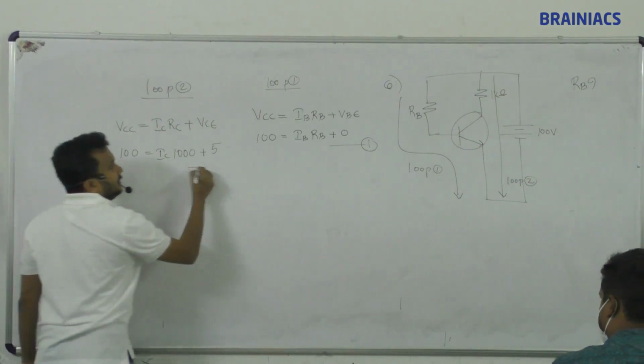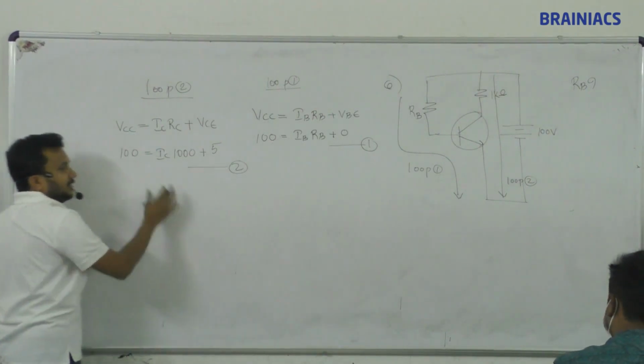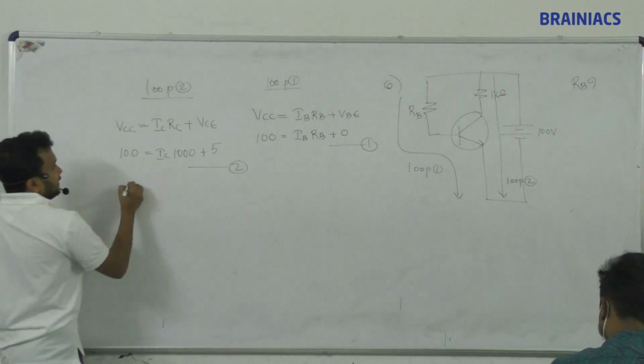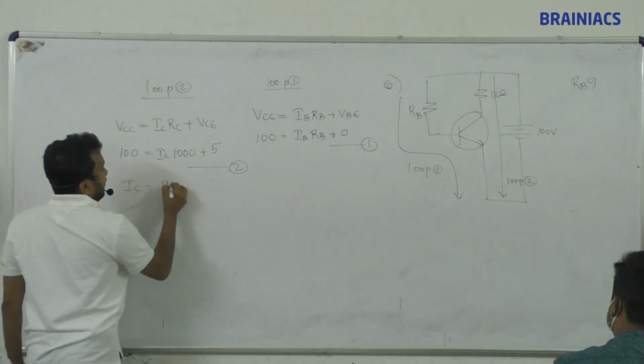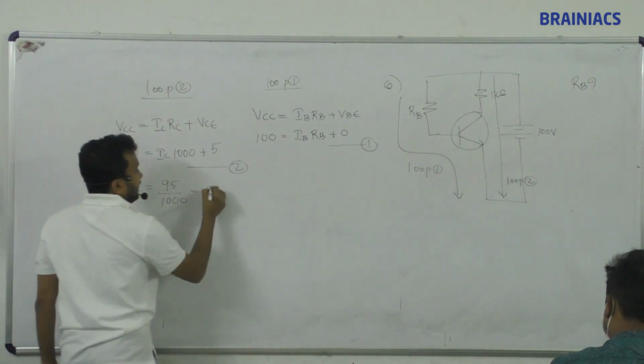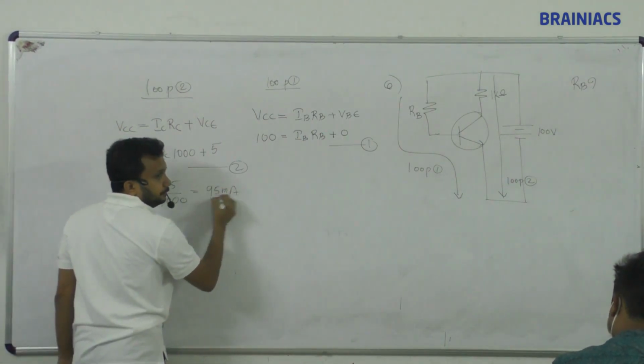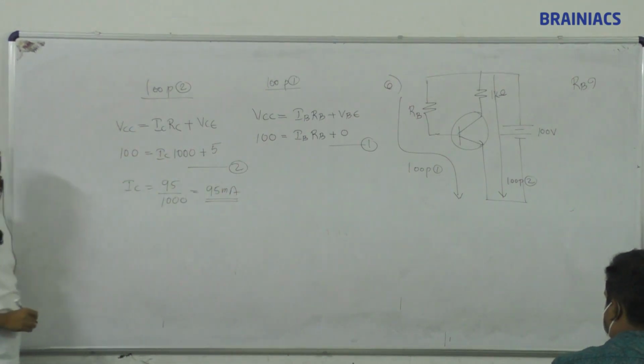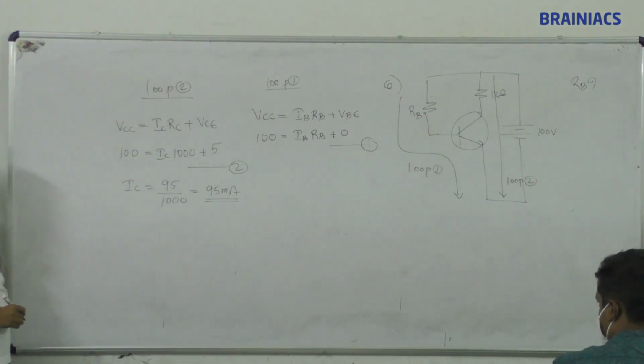Now we got some hint. The first equation gave nothing, but the second equation gives IC. IC is equal to 95 divided by 1000, so I can say 95 milliampere. Correct? Any doubt? No. So IC equals 95 milliampere.